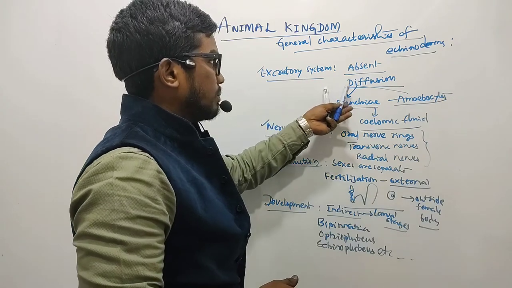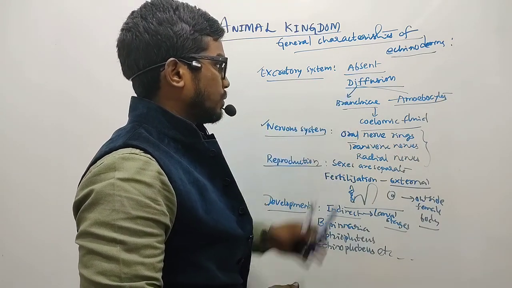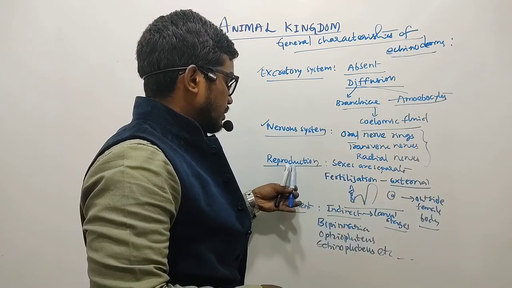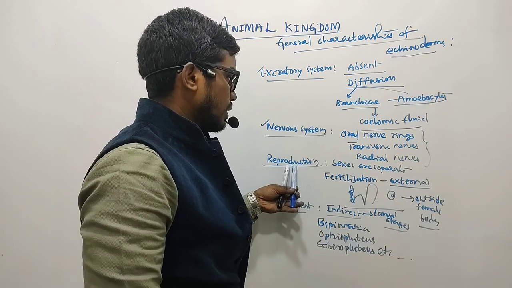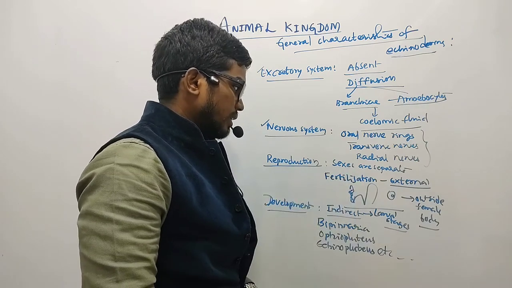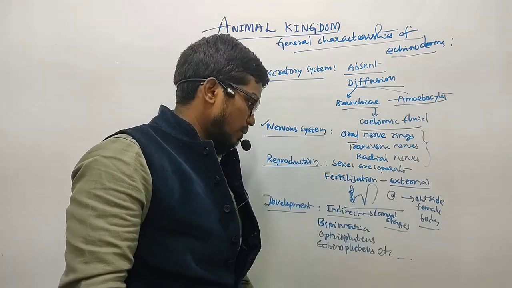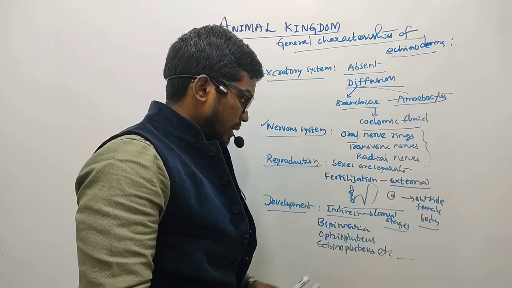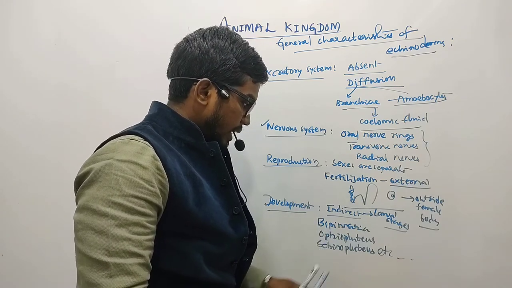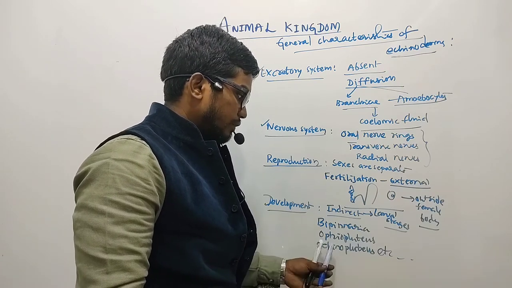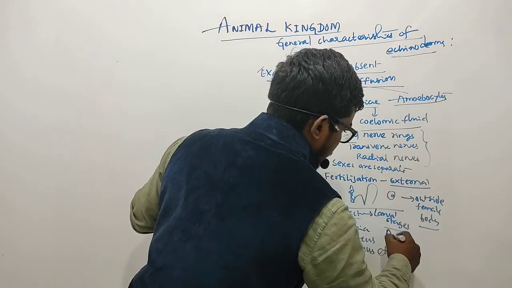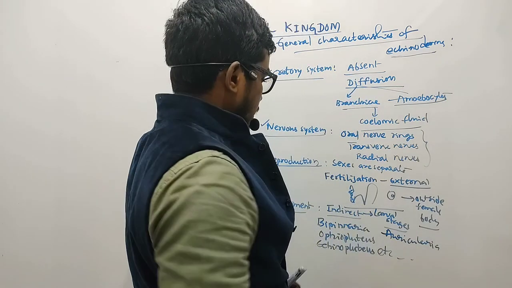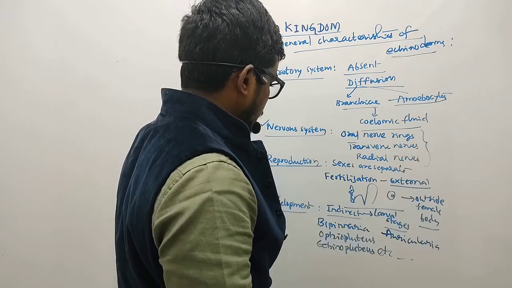Echinoderms. Excretory system is absent, it takes place through diffusion. Nervous system has nerve rings, transverse nerves and radial nerves. See, reproduction here is sexual, because sexes are separate here. Fertilization is outside the female body. Development is indirect. Examples we have here are Bipinnaria, Ophiopluteus and Echinopluteus. Or you can also give, for example, Auricularia and so on. So these are the few important aspects with respect to development.